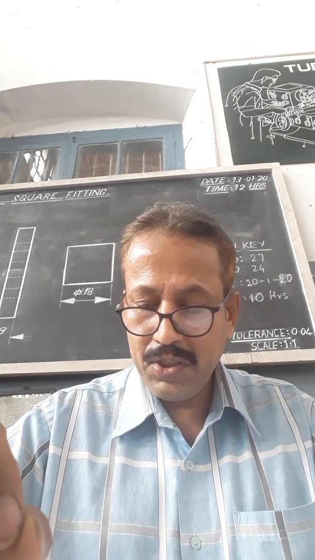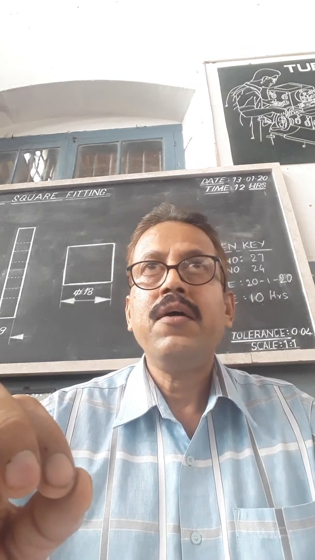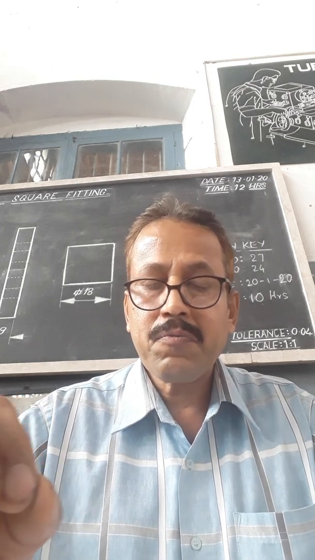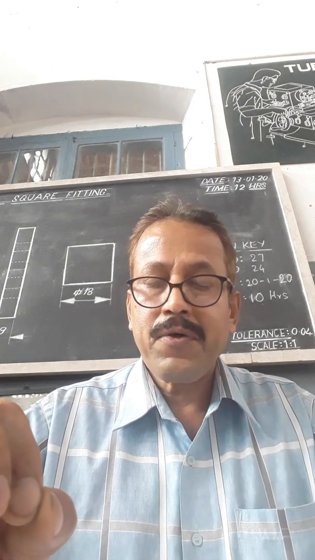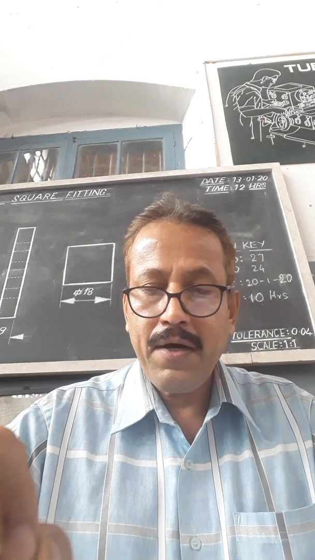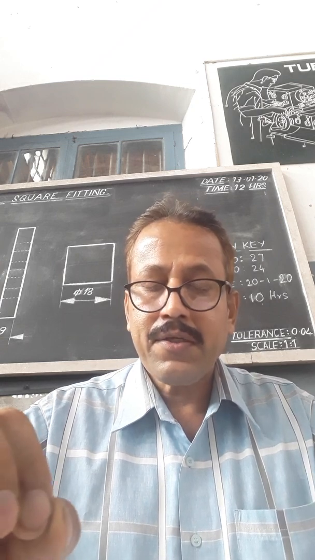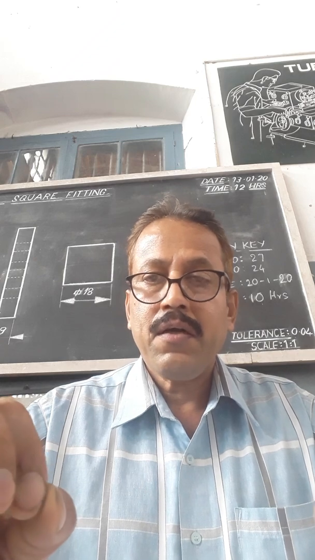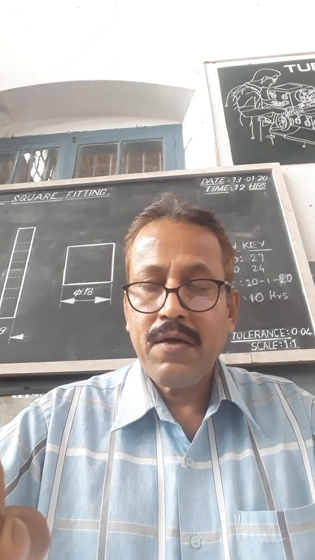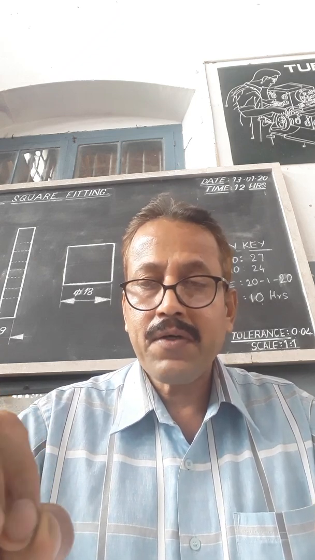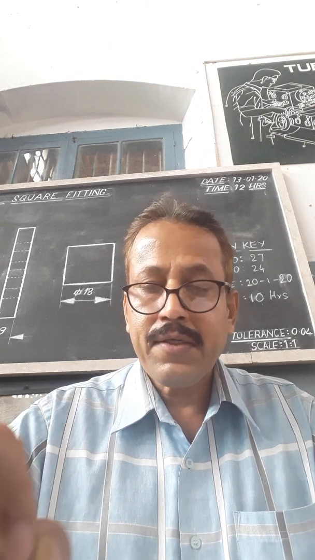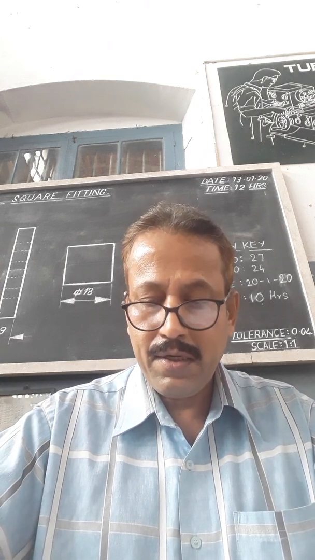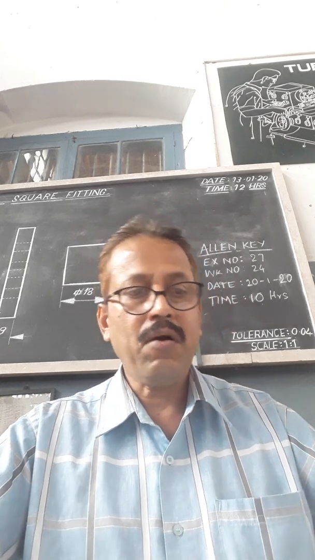Grade 1 accuracy is the workshop grade for precision tool room applications. Grade 1 accuracy is used in the tool room, where high precision jobs are manufactured. Tool room grade means where very accurately finished jobs are required. In such areas only, these grades are used for checking the accuracy of the jobs.